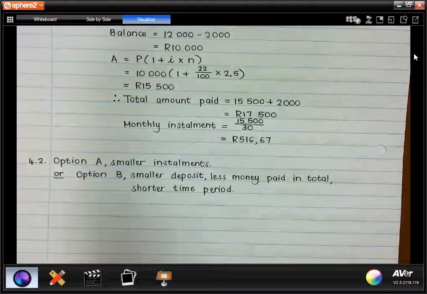Are there any questions on this worksheet? No questions. All right, we are going to move on to compound interest today.